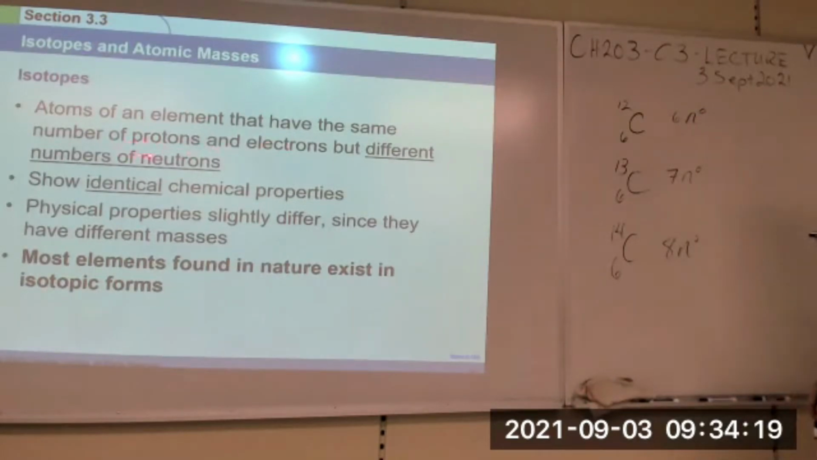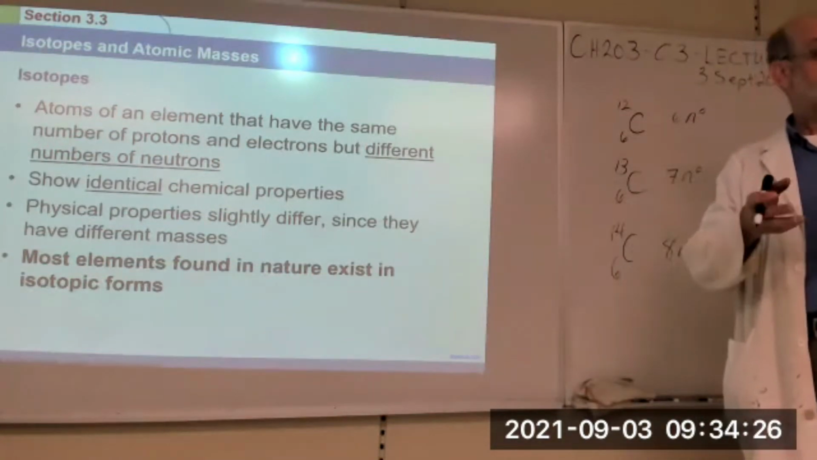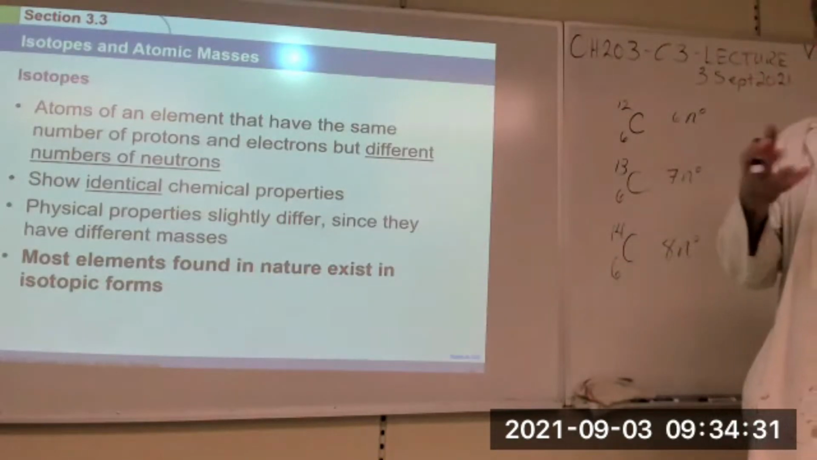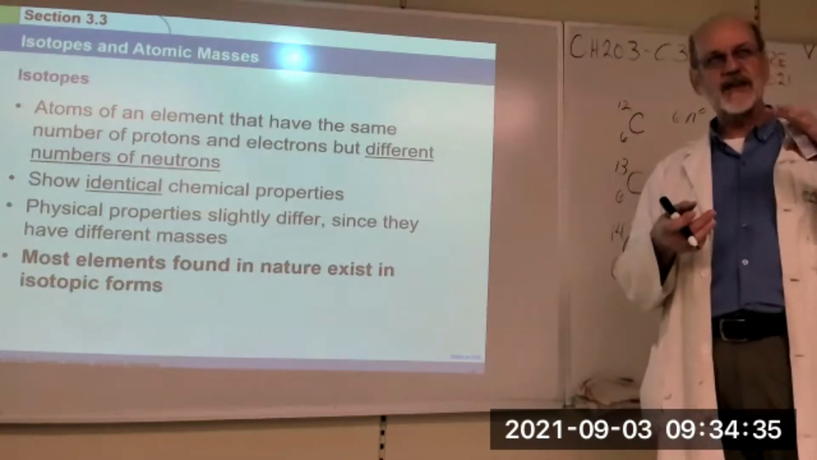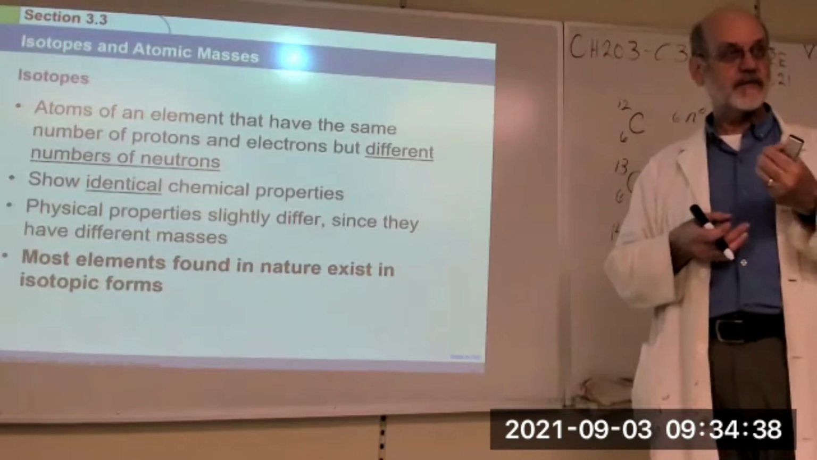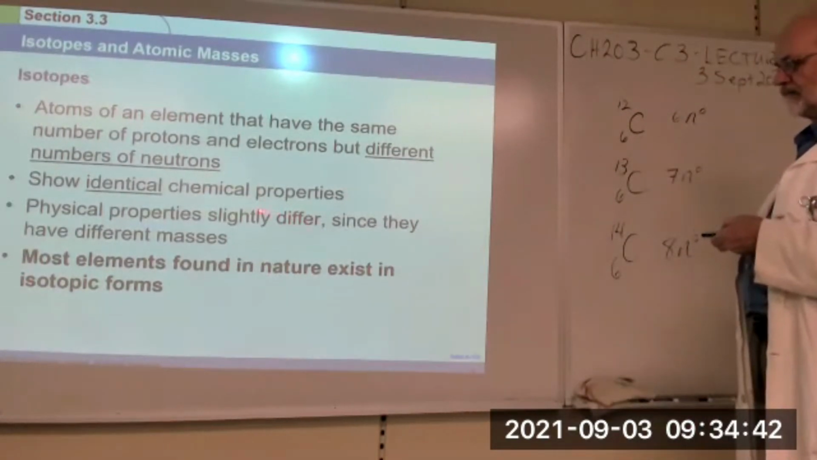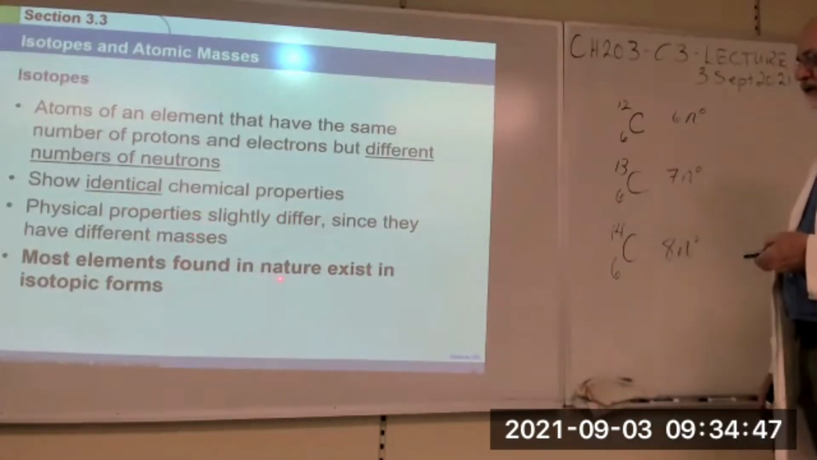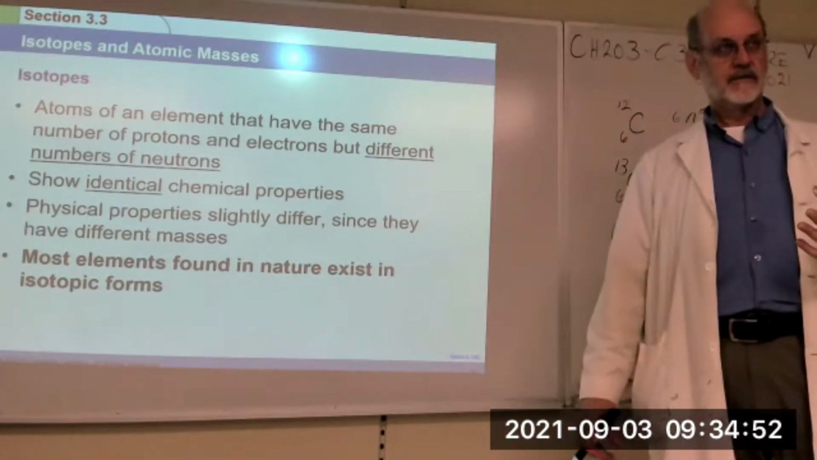Okay, these isotopes, while they have different numbers of neutrons, have the same number of protons and the same number of electrons. So chemically they behave alike. Right? So they have the same chemical and physical properties, definitely chemical. Physical properties are slightly different because the mass is different. But they behave similarly, chemical and physical. Most elements found in nature exist in multiple isotopes, just like carbon.